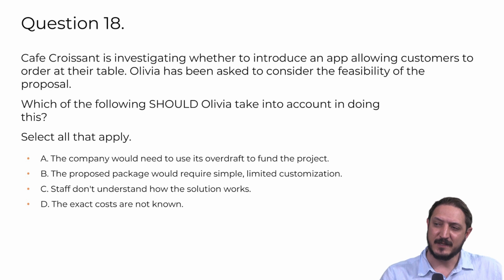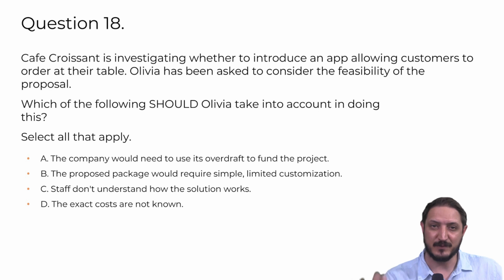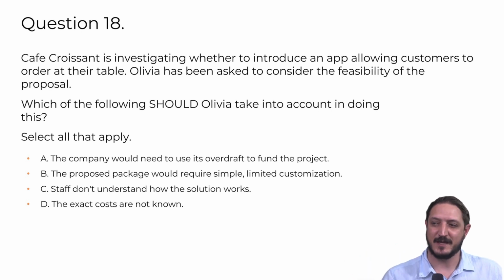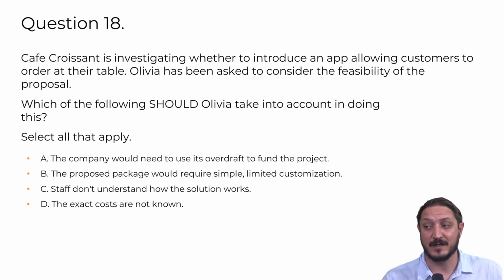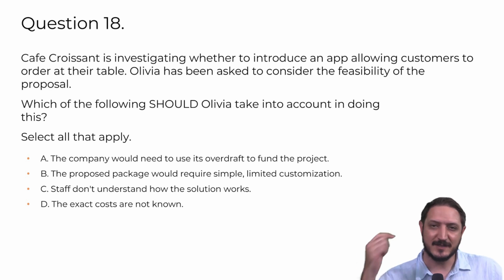So this contextually here is indicating the context of the situation. This particular proposal of the app is the option that's been presented, and it's about to go into a proposal for a business case, but a feasibility assessment needs to take place here. And it says, which of the following should Olivia take into account in doing this?